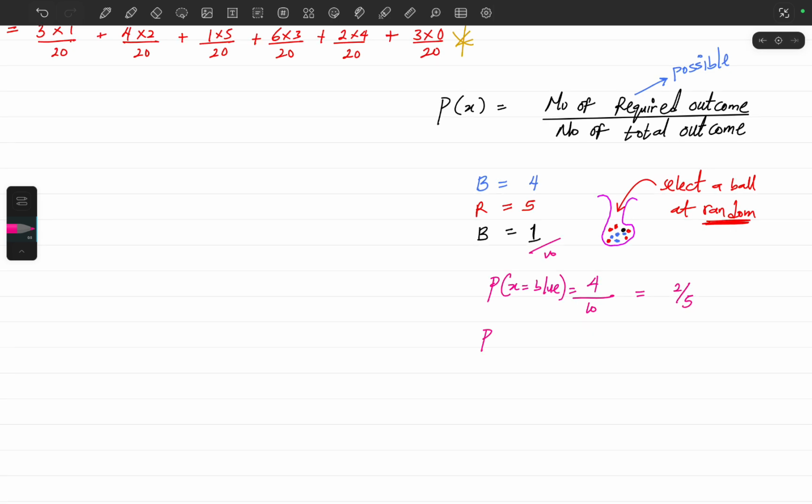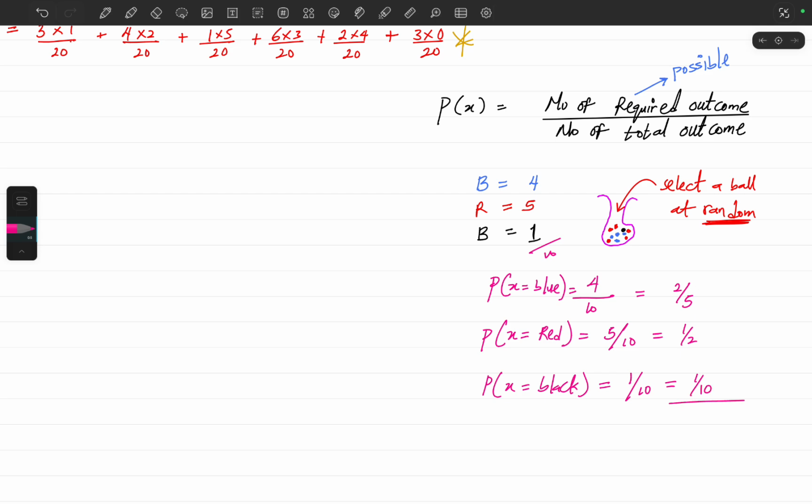You can ask me, what is the probability of selecting a red ball? The probability I'm going to pick a red ball out of that bag is: the possible is 5, the total is 10, and if you do this, you get 1 over 2. What is the probability of selecting a black ball? The probability that I'm going to bring a black ball is 1 over 10.